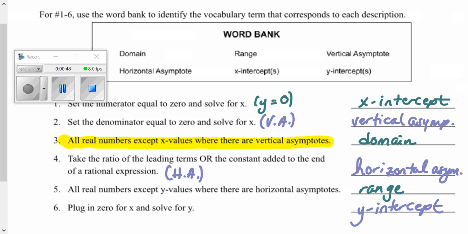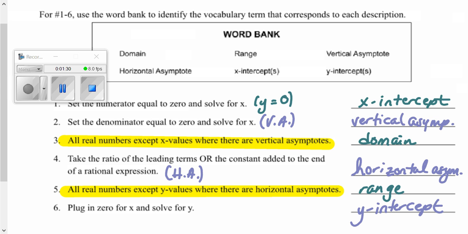So for example, number 3 and number 5, you might notice that those two look a lot alike, right? We probably copy pasted and changed a little bit. So if we're talking about x values, all real numbers except where there are asymptotes, that is the domain. And all the real numbers except where I have horizontal asymptotes, and I'm talking about y values, that's the range. So bear in mind that in your domain, the vertical asymptotes are exceptions to the domain values, and the horizontal asymptotes are exceptions to the range values.